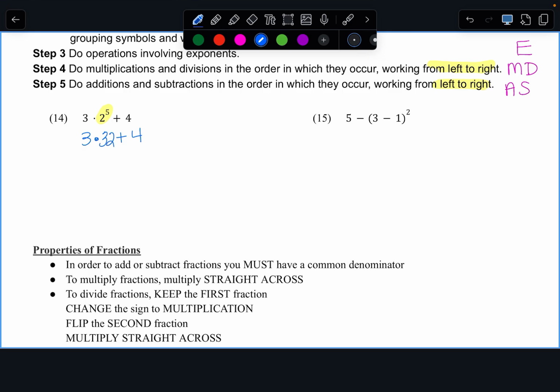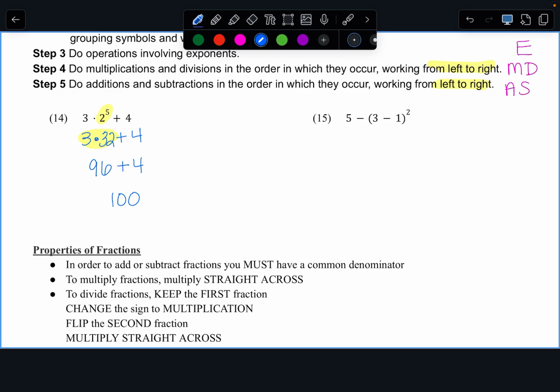Now we have multiplication or addition. Which one do we do next? Yep. 3 times 32. 96. There we go. Plus 4. What is 96 plus 4? 100. Which is what I hope you all get on all of your Delta Maths combined. So far, so good.